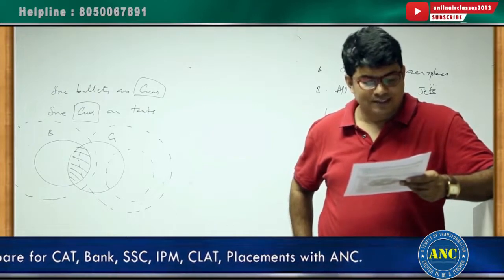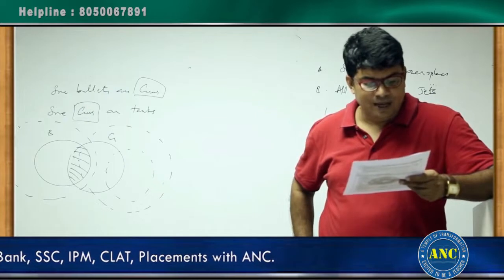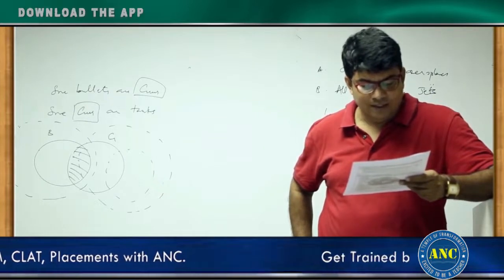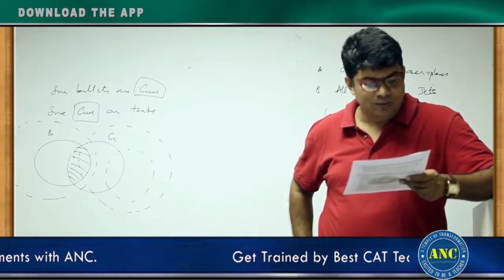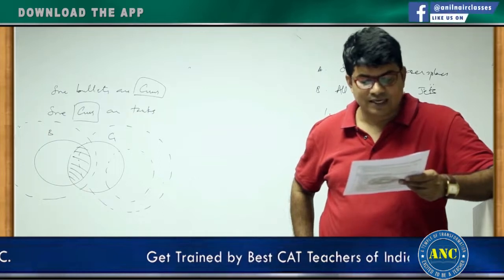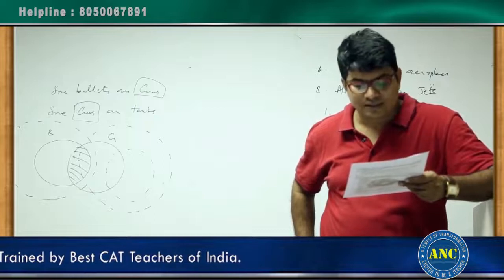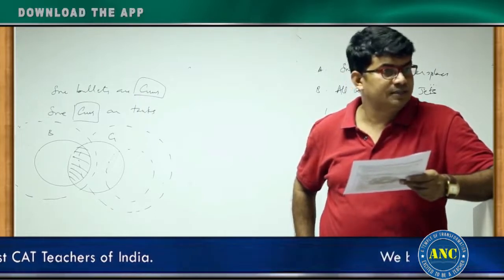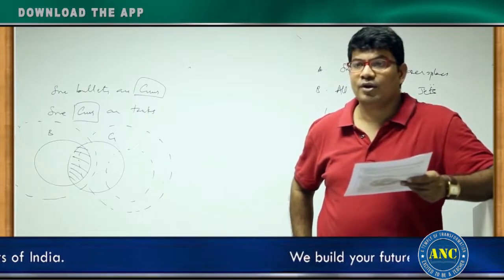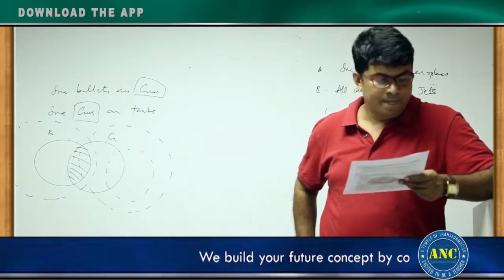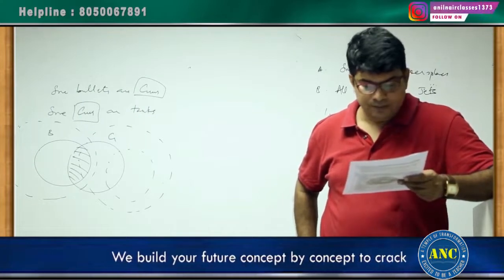Option C. C, D, B. C is all green is black. D is all black is white. Your B is all green is white. Yes, makes sense. Your green is distributed in the premise as well. So that's the answer. Option C is the right answer. Are you okay? Yes, sir. Brilliant. Question number 12, C.